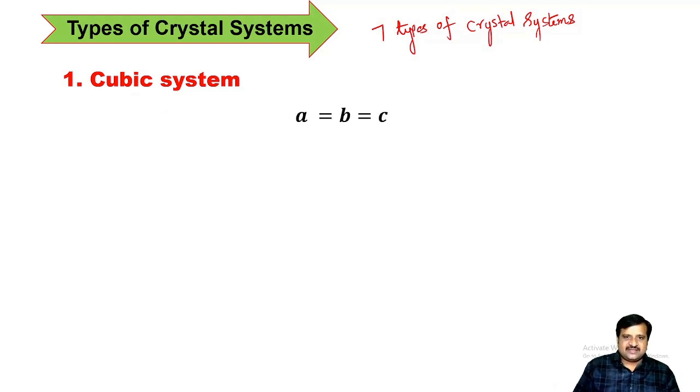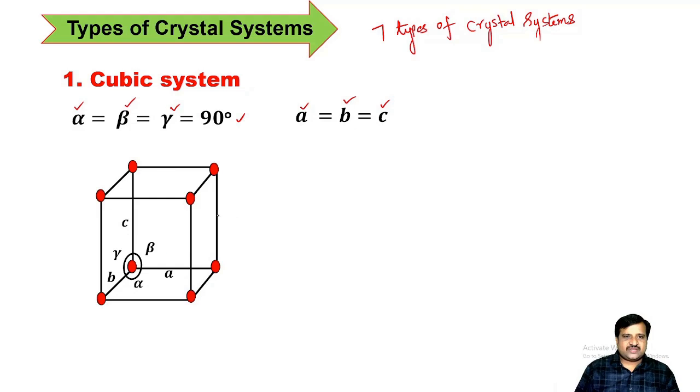In the cubic system, the intercepts A equals B equals C, and the interfacial angles, that is alpha, beta and gamma, are equal to 90 degrees. Okay, this is the cubic system. Here the distances A, B and C are all equal, and alpha, beta, gamma are also equal and equal to 90 degrees. So the examples for the cubic system are NaCl and diamond.